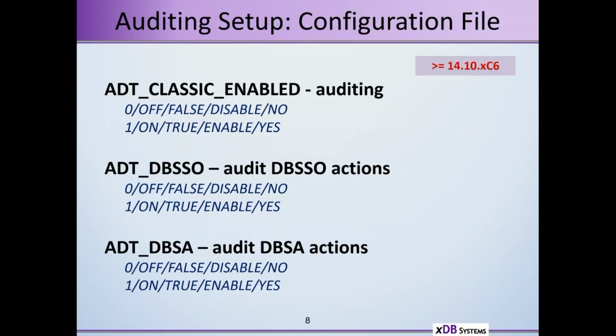Now, after 1410 XE6, we've got these additional options, and these kind of replace the ADT mode. And here we just have ADT Classic enabled. We set that if we just want to do the basic auditing to a file, not syslog, but just to the text file. And instead of the overloaded option for ADT mode, we now have separate options for the DBSSO and DBSA, whether we want to audit or add additional auditing for those roles.